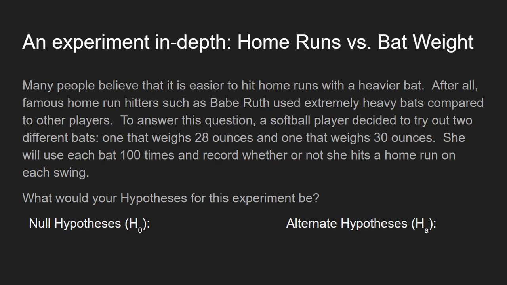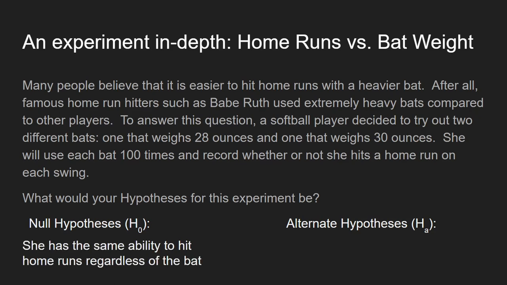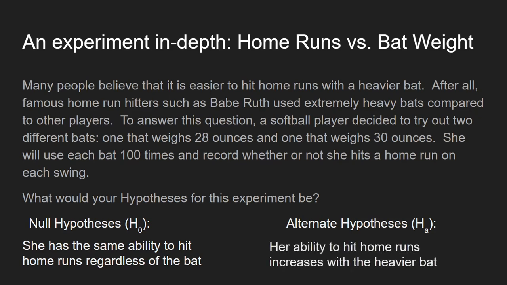So for a null hypothesis, something along the lines of her ability to hit home runs doesn't change regardless of what bat she's using. All right, so she has the same ability to hit home runs regardless of the bat would be an example of a null hypothesis you could use for this. And an example of an alternative hypothesis would be her ability to hit home runs increases with the heavier bat, right? These are options of things that you could say. They don't have to be worded exactly like this, but they should be along these lines.